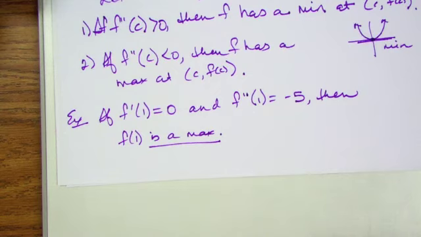Does that make sense to you? If f prime of 1 is 0, then you know you have a horizontal tangent there. And then if the value of the second derivative at 1 is negative, then we know the curve is concave down there, so we'd have to have a max.